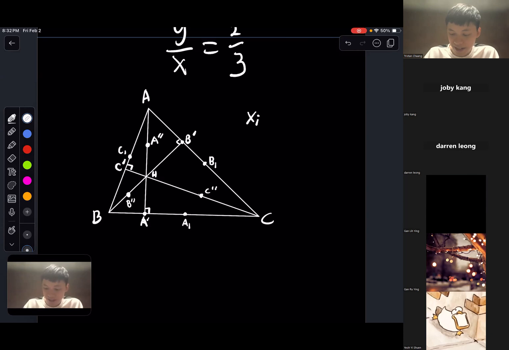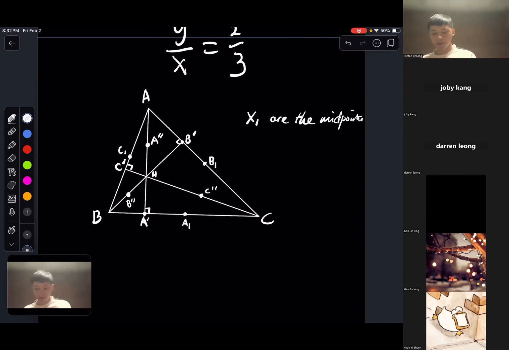So the X1s are the midpoints. Now we have three triples of points. We have 9 points. And the nice fact is that all 9 points lie on a circle. They are all cyclic. Really, really nice. So this is the nine-point circle, named after those 9 points.